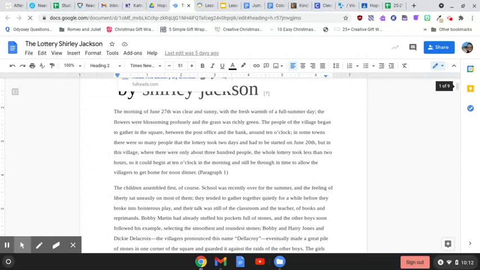on June 20th. But in this village, where there were only about 300 people, the whole lottery took less than 2 hours, so it could begin at 10 o'clock in the morning and still be through in time to allow the villagers to get home for noon dinner.